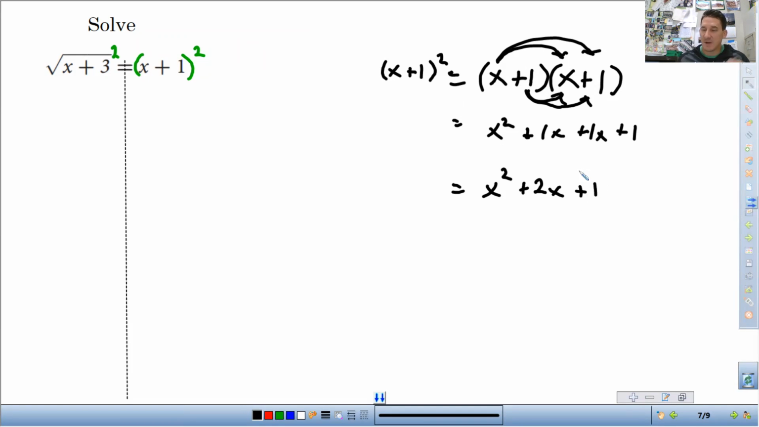So you have to multiply the binomial times itself. You don't just square each term in there. So this x plus 1 squared is x squared plus 2x plus 1. And then the square root and the square cancel each other out. So I get x plus 3.